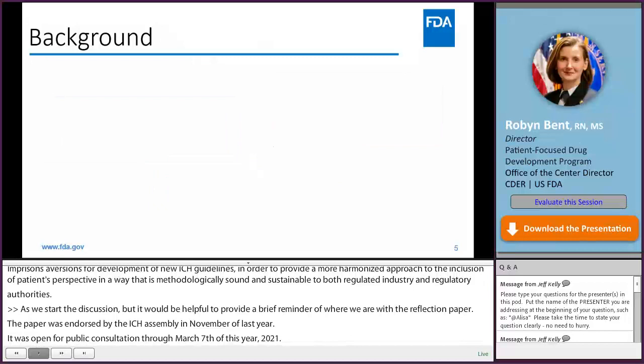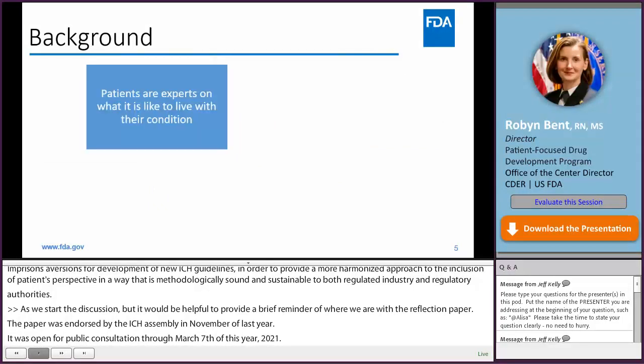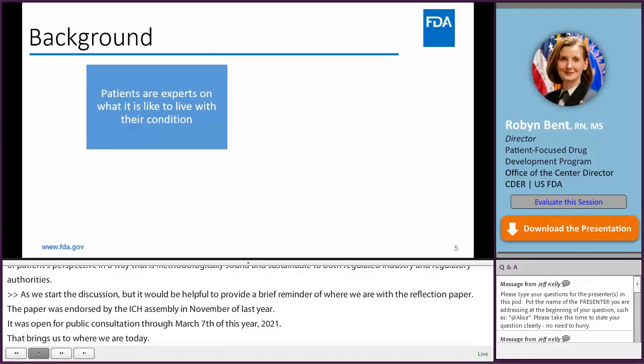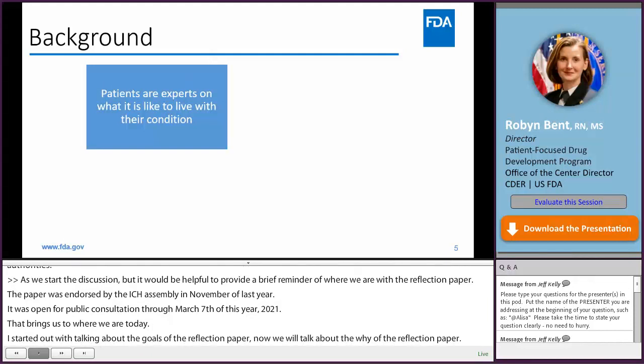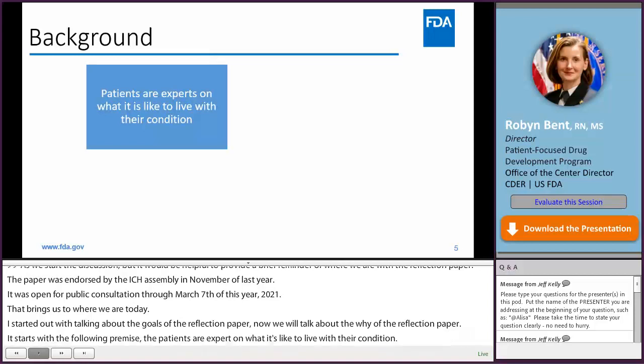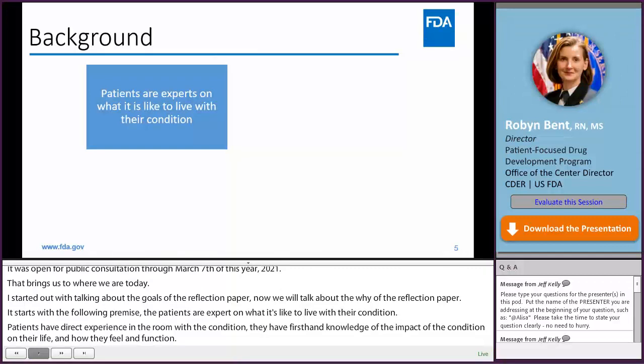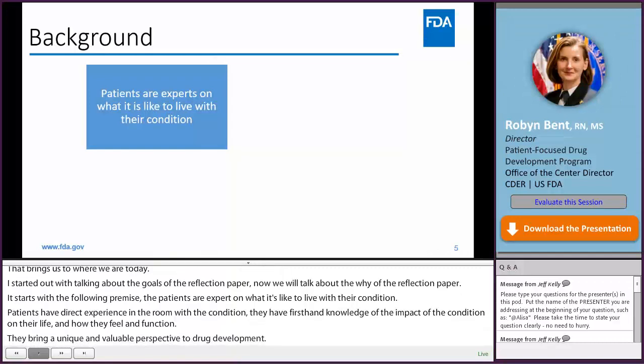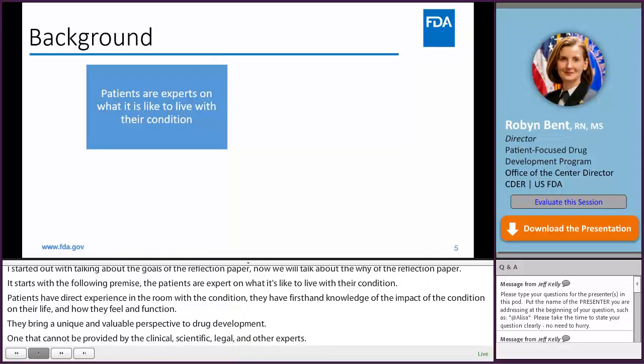And so I started out talking about the goals of the reflection paper, but now we're going to talk about the why of the reflection paper. And it really starts with the following premise, that patients are experts on what it's like to live with their condition. Patients have direct experience in living with a condition. They have firsthand knowledge of the impact of the condition on their life and how they feel and function. They bring a unique and valuable perspective to drug development, one that cannot be provided by the clinical, scientific, legal, and other experts. It's important for health authorities and for drug developers to incorporate the patient's perspective beginning early in the drug development process.